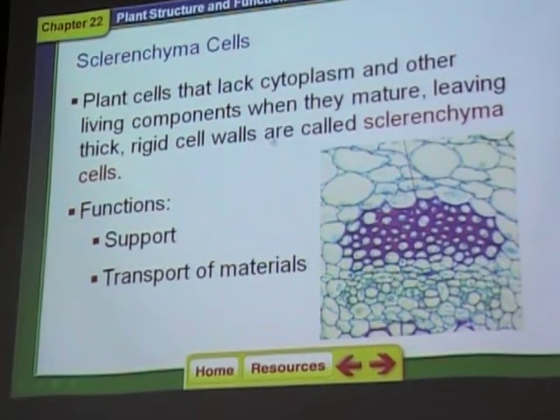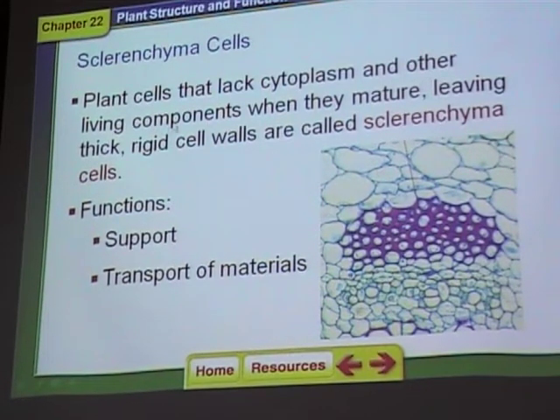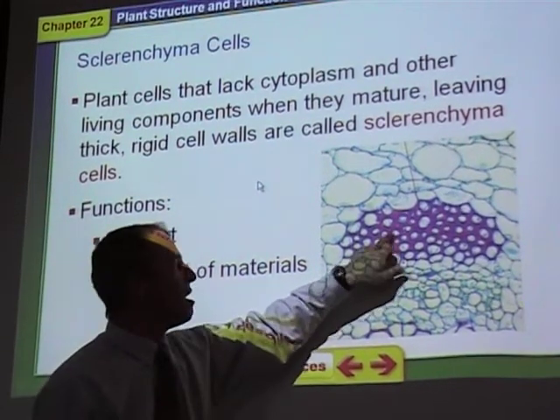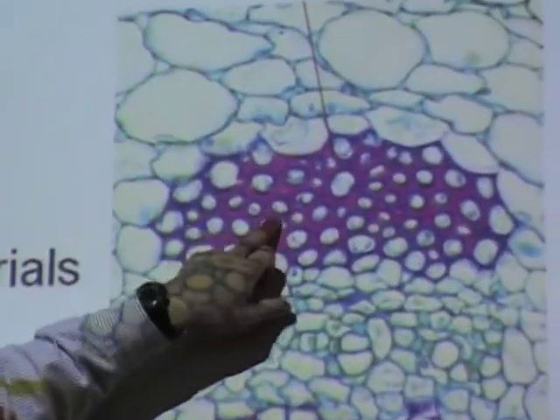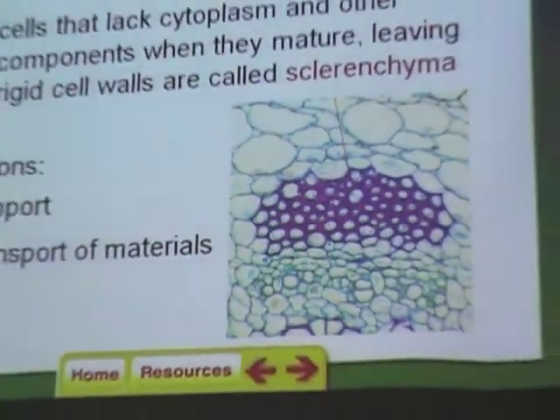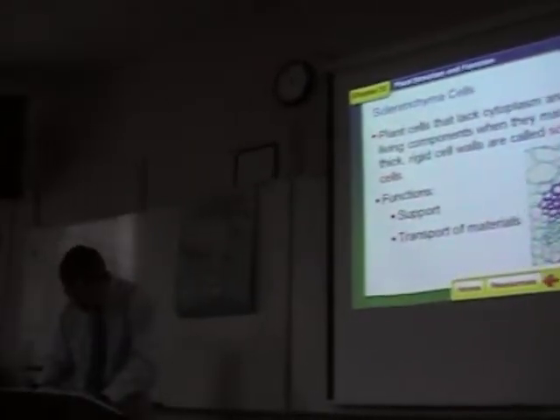And they're dead. Plant cells that lack cytoplasm and other living components when they mature, leaving thick, rigid cell walls. So in a sclerenchyma cell, the cell itself is dead. It's just a space. And the stuff around it is the thick cell wall. It's real thick and hard. And it makes up the hardest structures of plants. Sclerenchyma cells are plant cells that lack cytoplasm and other living components. Their thick, rigid cell walls remain. These cells provide support for a plant, and some are used for transporting materials within the plant.